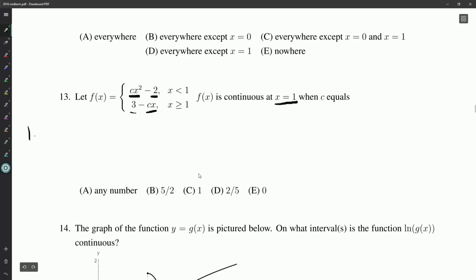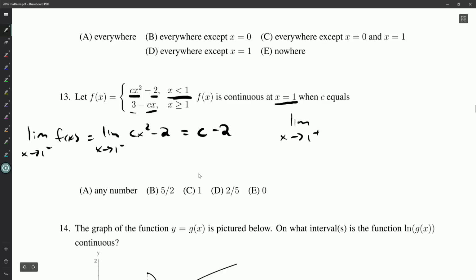So we're concerned with 1, so let's look at the limit from below. These are values of x that are strictly less than 1. This is a polynomial, so we can just plug in: c times 1 squared is just c minus 2. How about the limit from the other side? That'll be f of x, but these values are strictly greater than 1, so our function is going to look like this bottom function. And again, it's a polynomial, so we can just plug in.